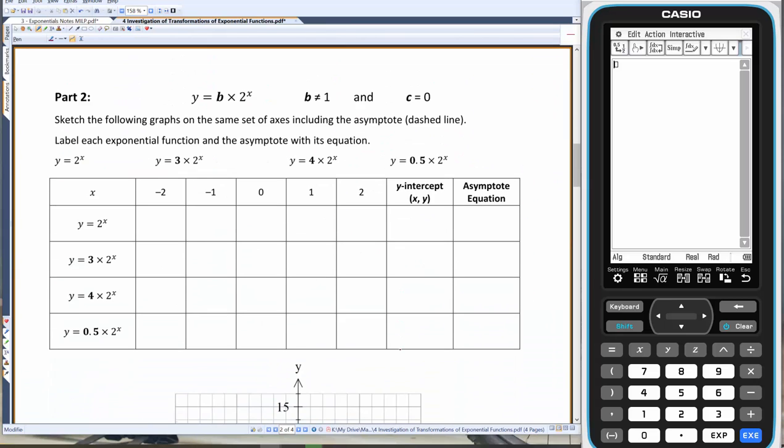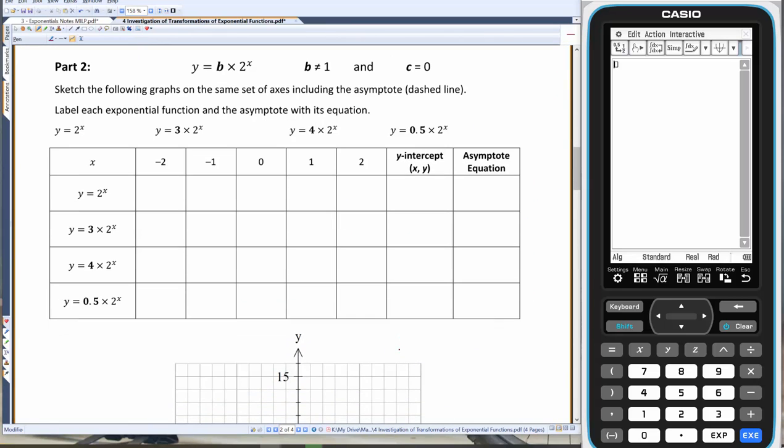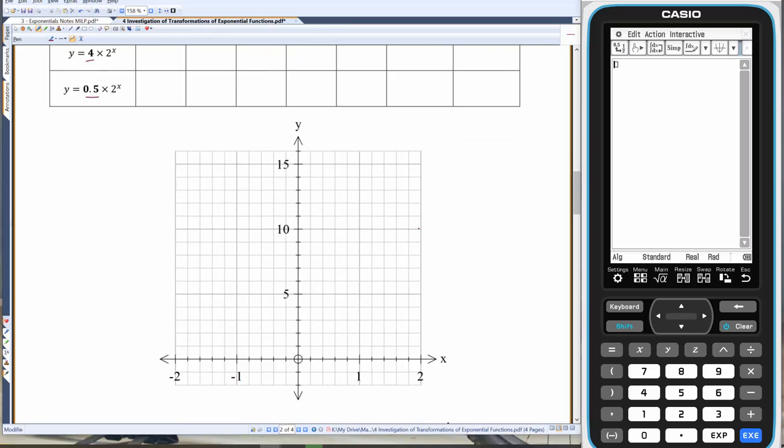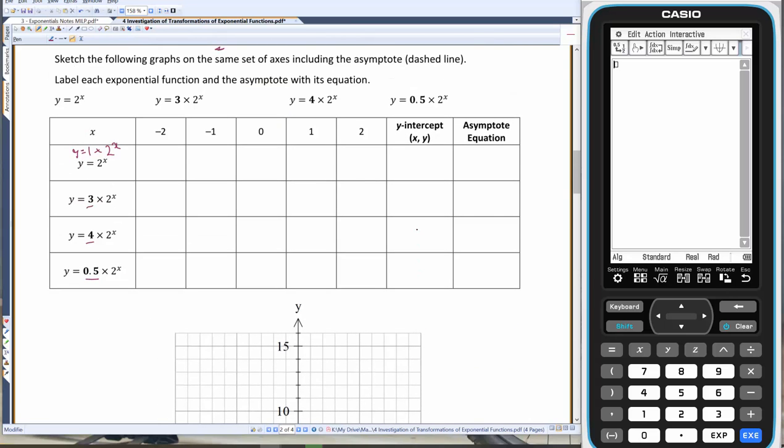All right, so part 2 looks at this b value here. We're going to start to vary the b value. For this one here, the b value is simply 1. So we change it to 3, 4, 0.5. Again, what I'm going to get you to do now is fill in the table and draw up your graphs, and we're going to make your conclusions. So pause the video now and do that part, please.